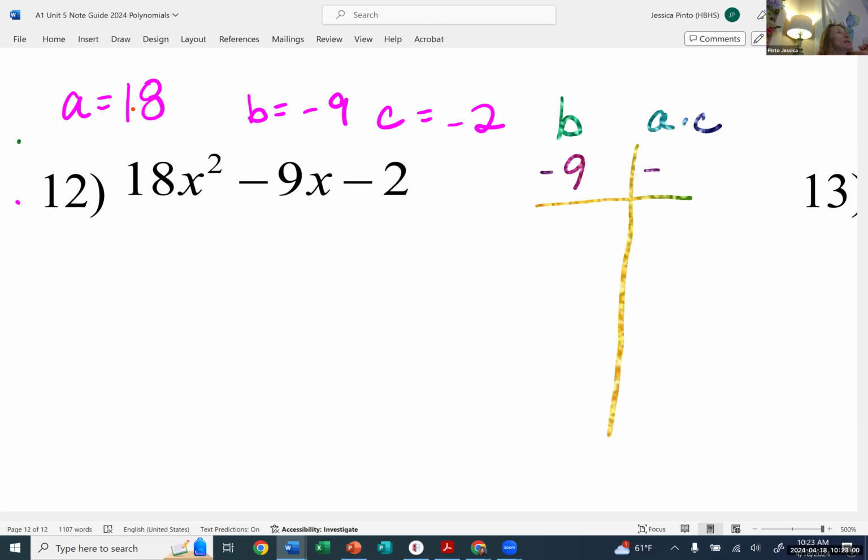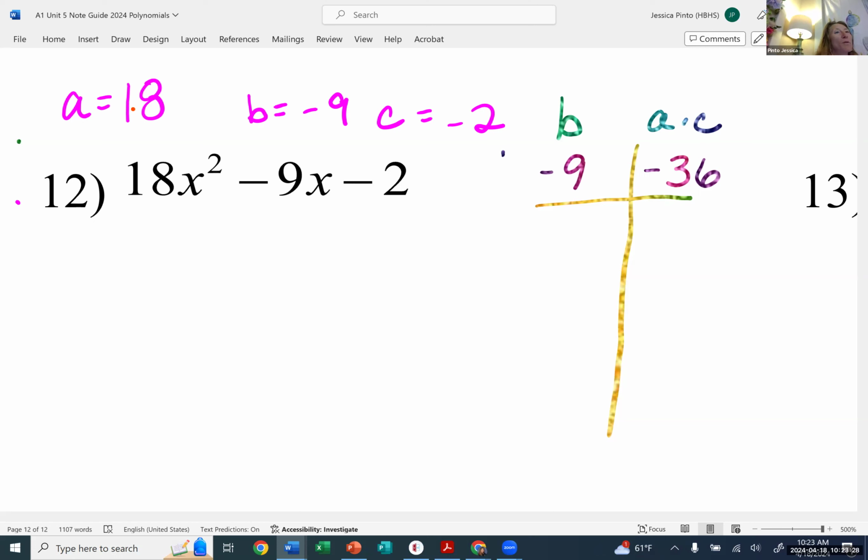18 times 2 is a -36. So the numbers didn't pop out at me right away. They might pop out at you. I know that I'm going to need to subtract because I have a negative. And do I want the bigger or smaller number to be negative to make a -9? The bigger number. So my smaller number will be positive.